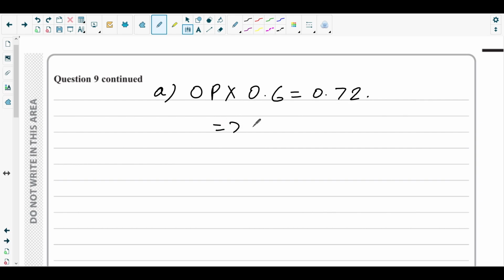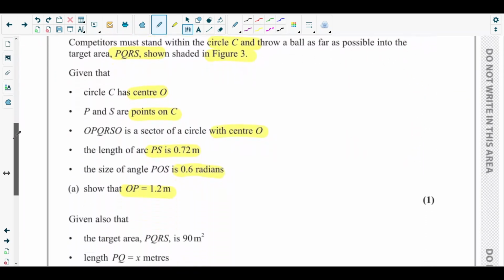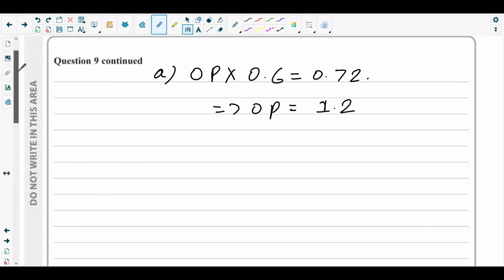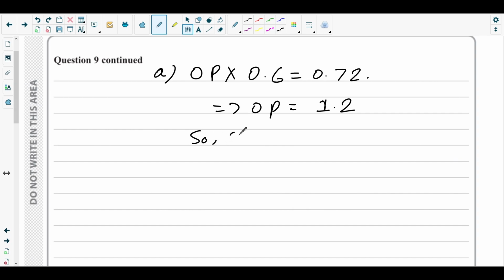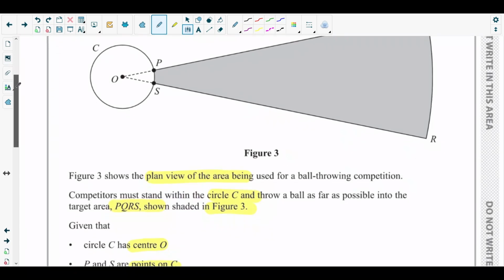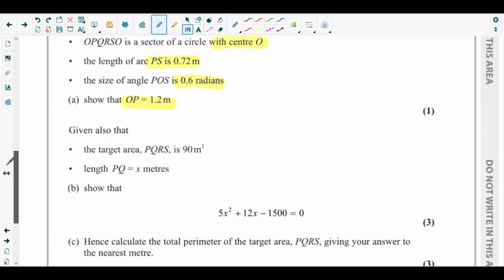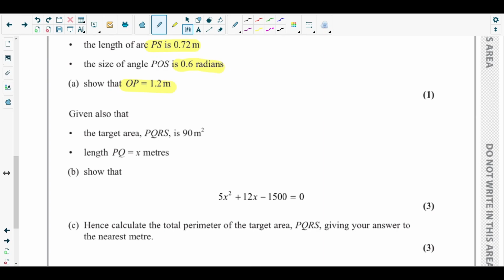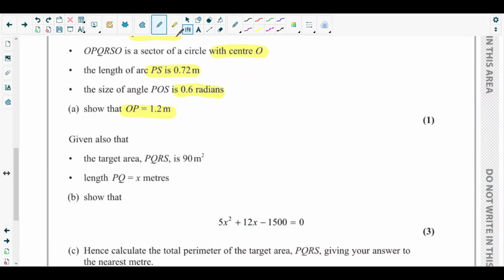So the length of OP equals 0.72 over 0.6, which gives you 6 over 5, which is 1.2. So OP equals 1.2 meter. That's what part A of question number 9 has asked to show.